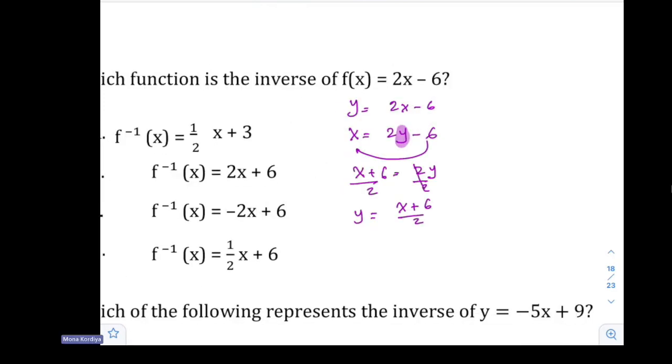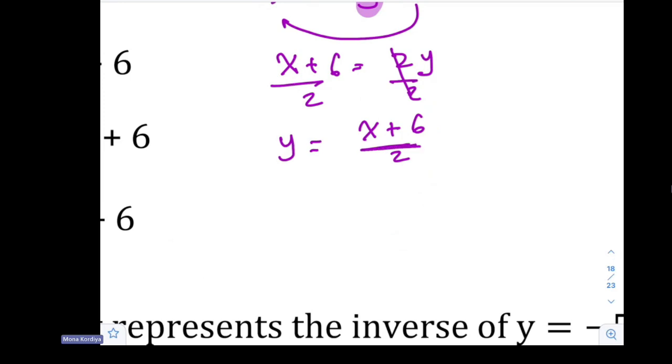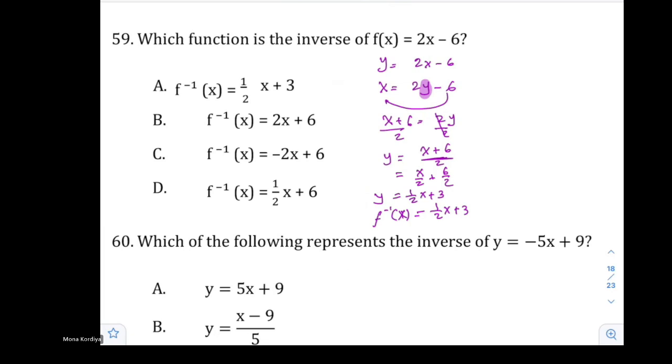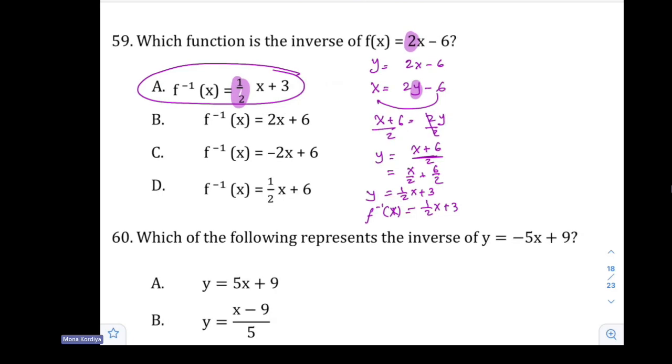If you cannot see the choices here, then simplify more, distribute. So it will be x over 2 plus 6 over 2, which is half x plus 3. X over 2 is the same as half x. And finally, replace y by f inverse. So it will be half x plus 3, which means A. We have revised how to find the inverse. Note the relation between the slopes of the inverse and the function: it's just the reciprocal without changing the sign, unlike perpendicular lines.